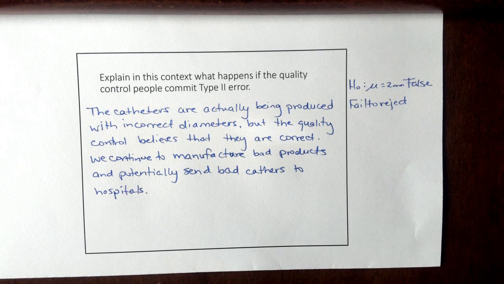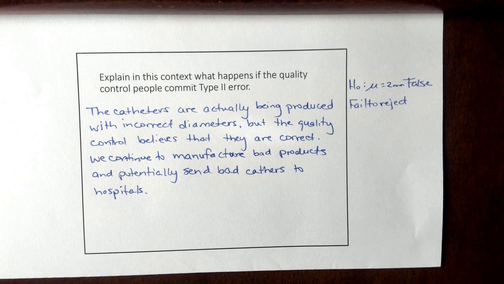This isn't as costly a mistake on the front end because we're not throwing things away that we've manufactured, but it could be a really big mistake on the back end when the hospital gets catheters that don't work correctly. So the manufacturer is probably going to lose money because they're going to get these catheters back, or they may even get a lawsuit. They could lose business. So in the realm of manufacturing, this is probably the bigger error.